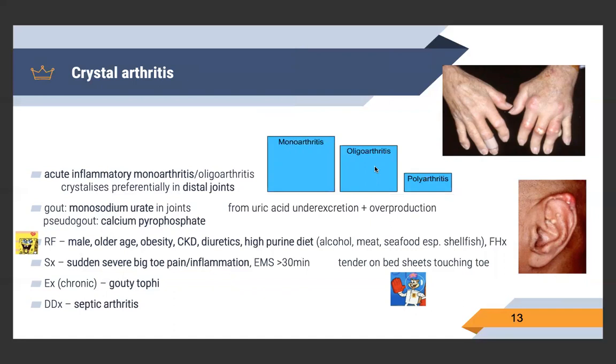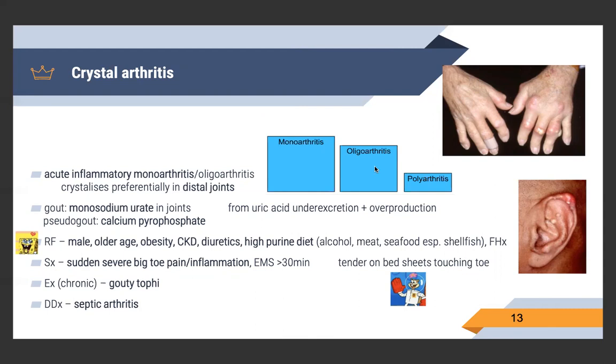So that's why you get that in your hands, you get that on your feet. Typically, classically, the EMQ buzzword is your first metatarsophalangeal joint. But you can also get it in the hands, and if there's been a chronic kind of thing, you can get gouty tophi in your ears as well.